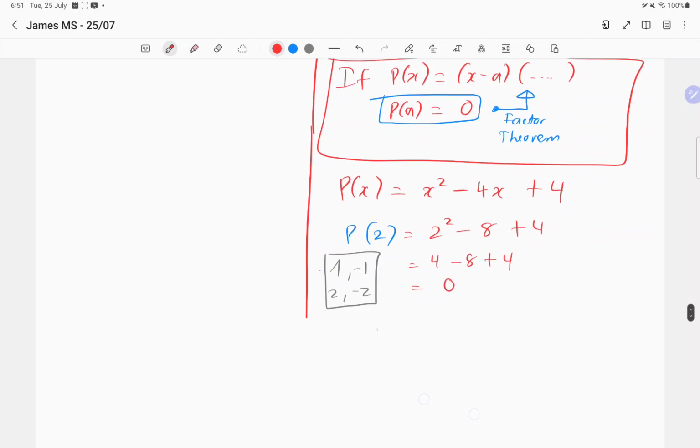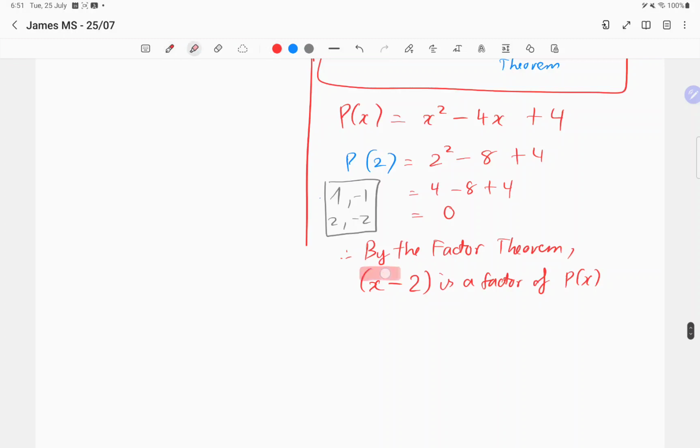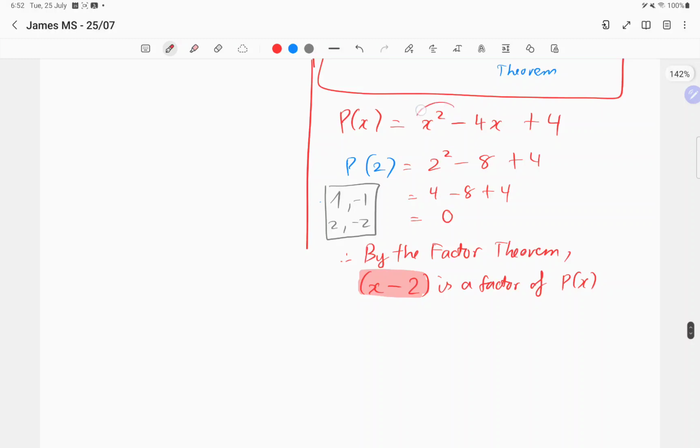Therefore, by the factor theorem, x minus 2 is a factor of P of x. So why do we try to find a factor of P of x? Well, the idea is that if you find something as a factor, you can take this and divide by that to find the other factor.